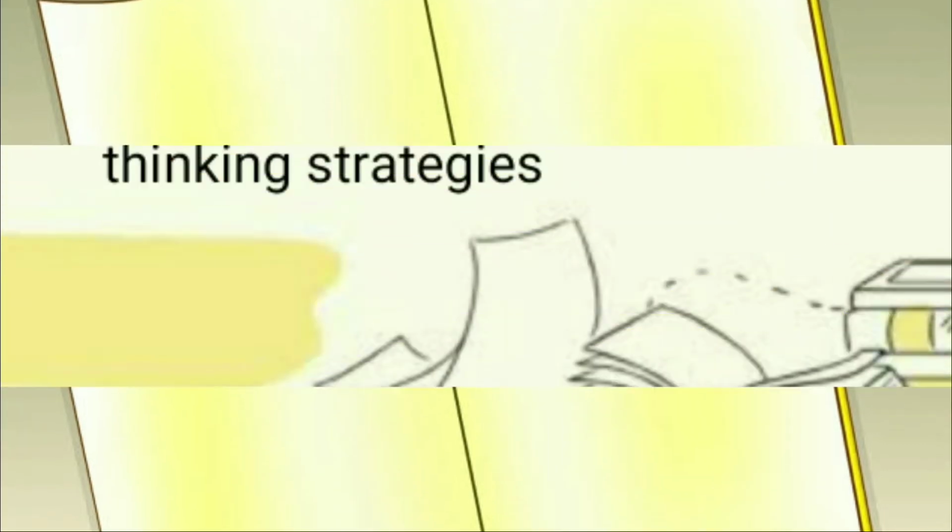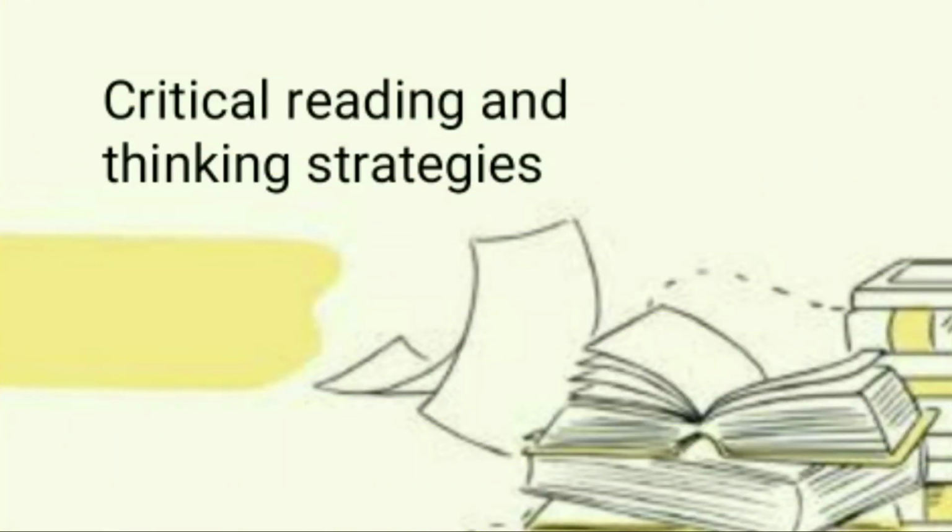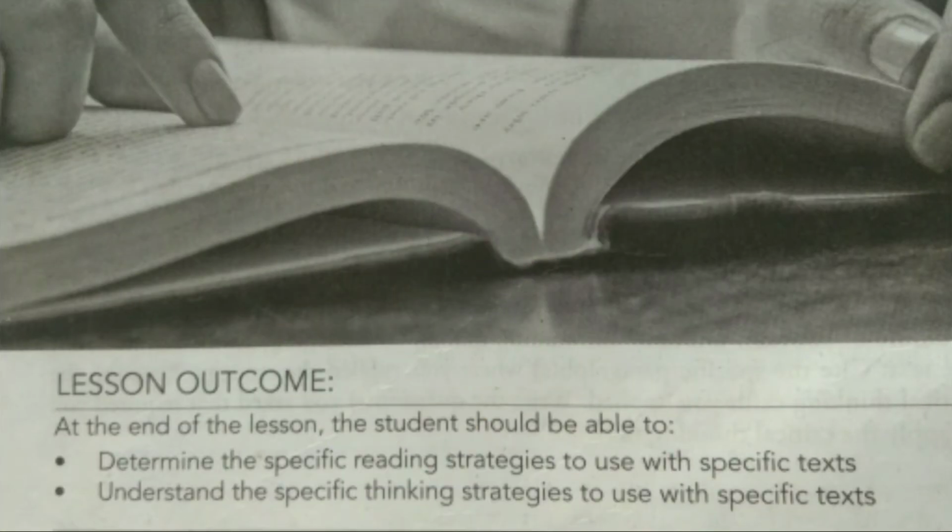For today's lesson, we're going to talk about the critical reading and thinking strategies. Let's have the lesson outcome. At the end of the lesson, the student should be able to determine the specific reading strategy to use with specific text, to understand the specific thinking strategies to use with specific text.